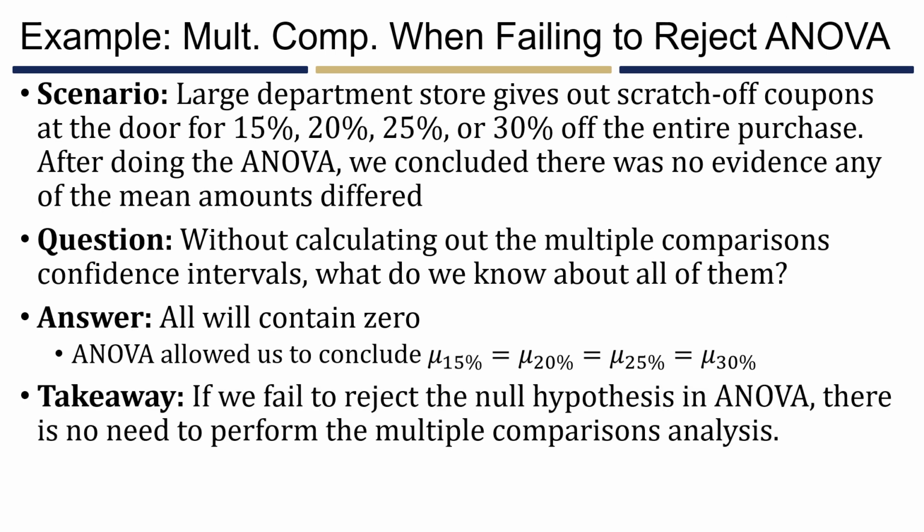So the takeaway here is if you fail to reject the null hypothesis in ANOVA, because the conclusion in ANOVA tells you there's no significant difference, you automatically know that every single one of your multiple comparisons confidence intervals is going to contain 0. So as a result, there's really no need to perform the multiple comparisons analysis because you already know what every single confidence interval is going to tell you. You already know that every single interval, because it contains 0, is going to say that there's no significant difference between the pair of group means that you're comparing.